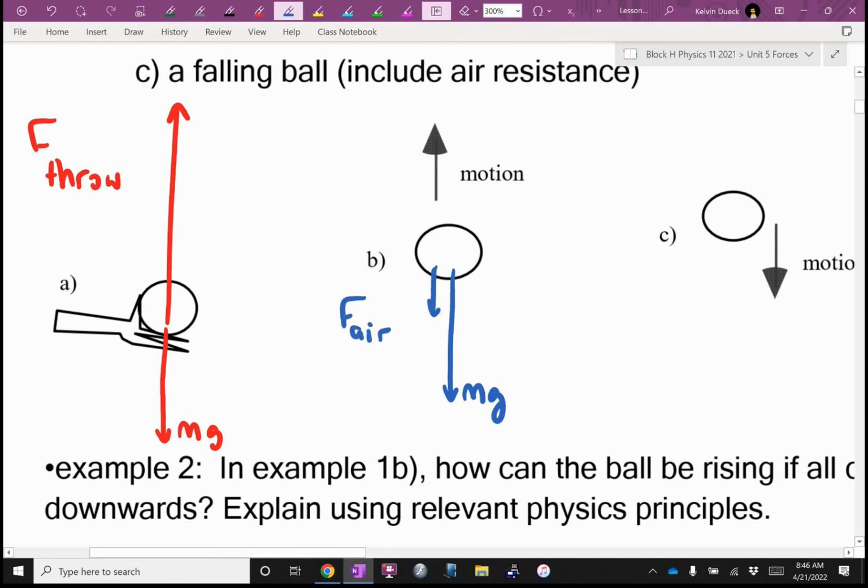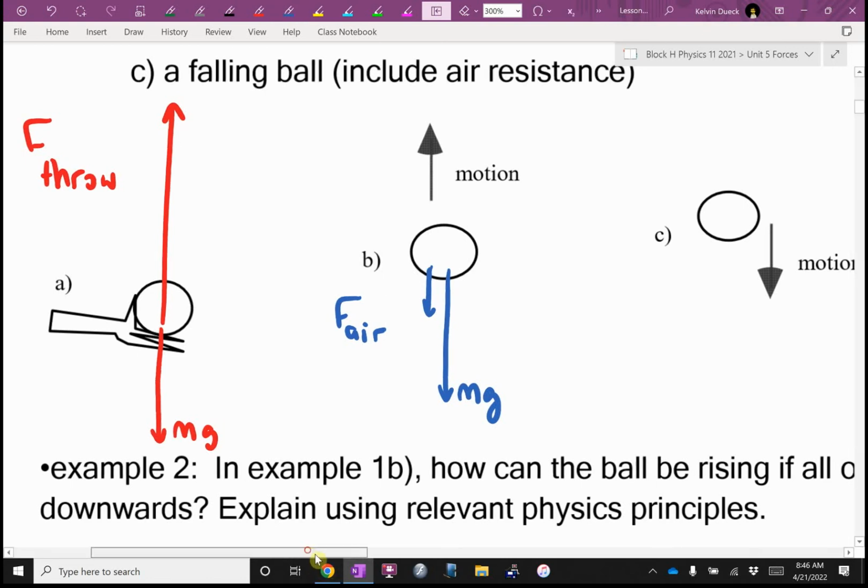Mr. Dewick, is F air bigger, smaller, or the same size as mg? To be honest, I'm not sure. I don't have enough information. I'm assuming it's smaller just based on this little tiny throw that I did, but there could be situations where it's bigger. There could be situations where it's the same size. How can that be? We'll talk about that.